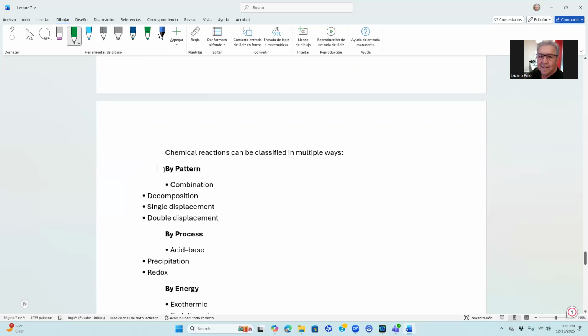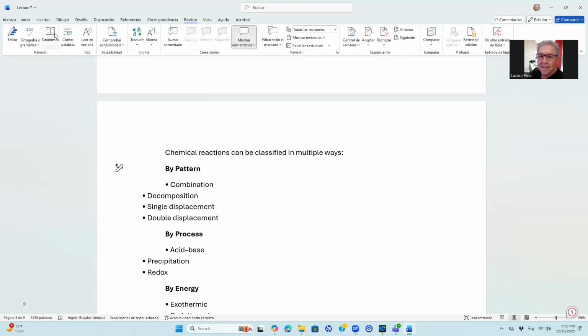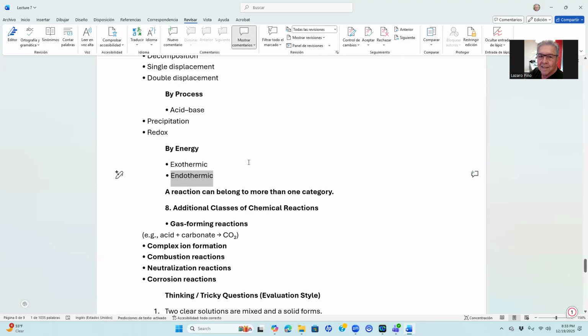Then, chemical reactions can be classified by pattern into combination, decomposition, single displacement, double displacement. By process: acid-base, precipitation, redox. By energy: exothermic, endothermic. A reaction can belong to more than one category. 8. Additional classes of chemical reactions: gas-forming reactions, e.g., acid plus carbonate giving CO2, complex ion formation, combustion reactions, neutralization reactions, corrosion reactions.